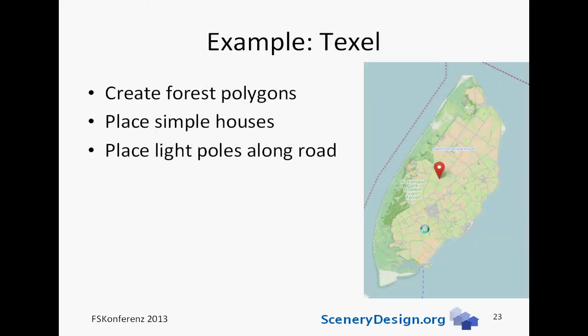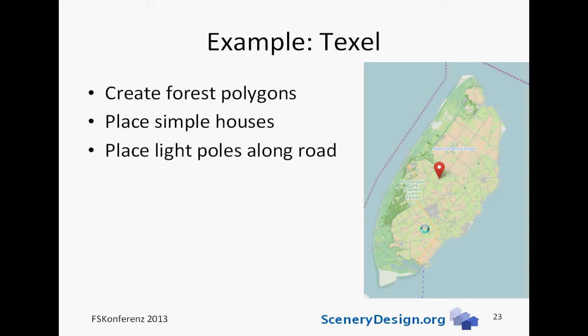So that has been a lot of talking about what the tool is, what GIS data is, how it can be used. But I think to illustrate it much better, I should just give you an example. And that's what we're going to do now. We'll take another island in the Netherlands, this time the island of Texel. It's another Wadden island. And we will create some Autogen for this island.